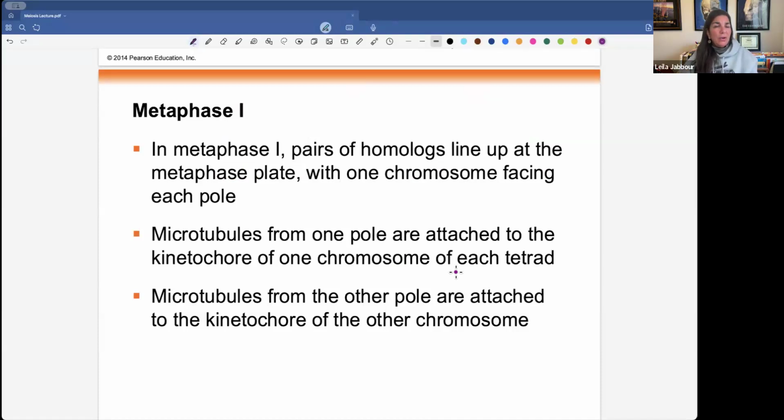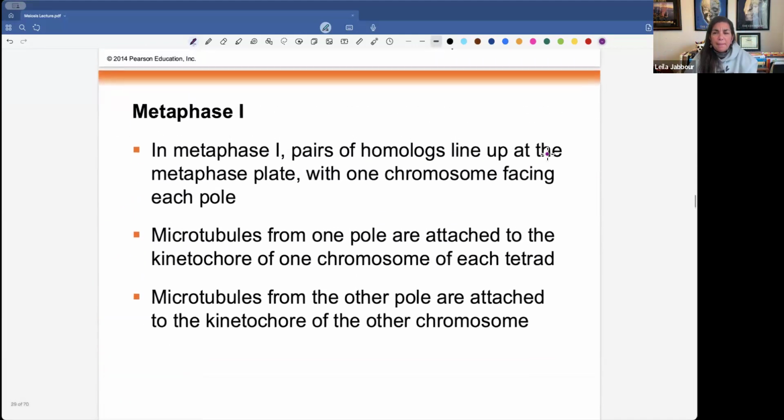So now, unlike mitosis, where the microtubules were coming from both sides, and there was a tug of war between the two ends, what we have here are microtubule fibers that are landing on one chromosome, but not the other. And each pole is going to shoot for a specific chromosome of the pair, but not the other. That way, in the end, each pole is going to pull towards it one of the chromosomes of the original pair. So microtubules from one pole are attached to the kinetochore of one chromosome of each tetrad.